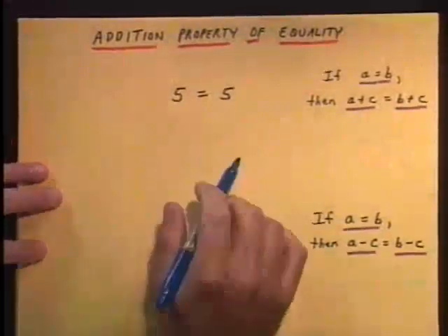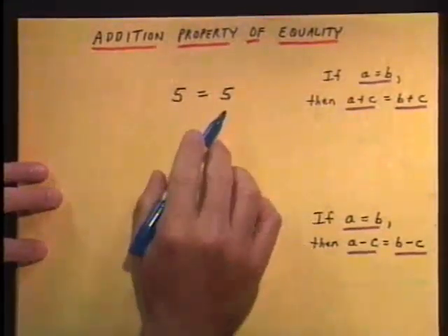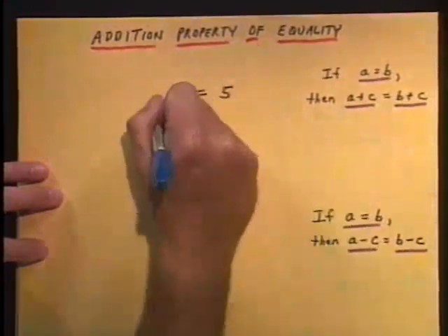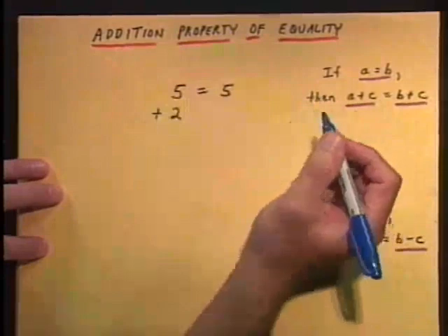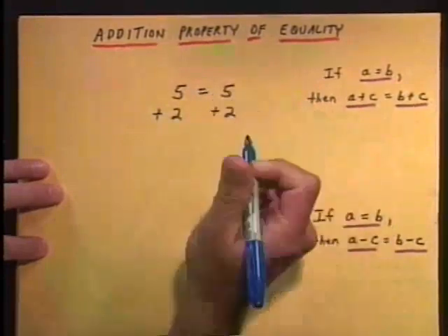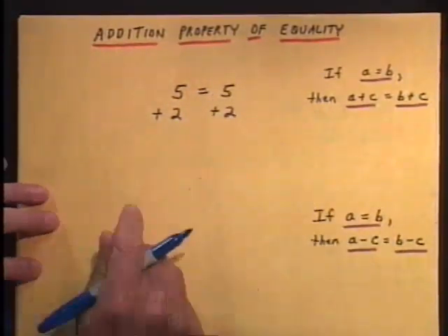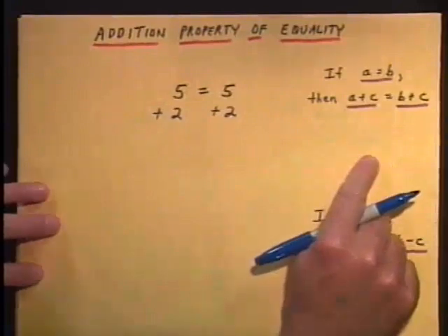So for example here, if we have 5 equals 5, which I think we all know is a true equation, the addition property of equality says, well, what if I go adding 2 to this side of the equation? Not the same anymore. So whenever we add something to one side, we must add something to both sides. So that's where the addition property gets its name.